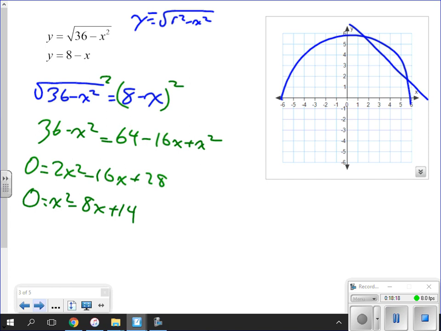Are there two numbers that multiply to give me 14 that add to give me 8? No, so it's not factorable per se, which means you would do what? Quadratic formula. I'll save you the hassle. You get x equals 5.414 and x equals 2.586. And by the way, your graphing calculators will also solve that for you.